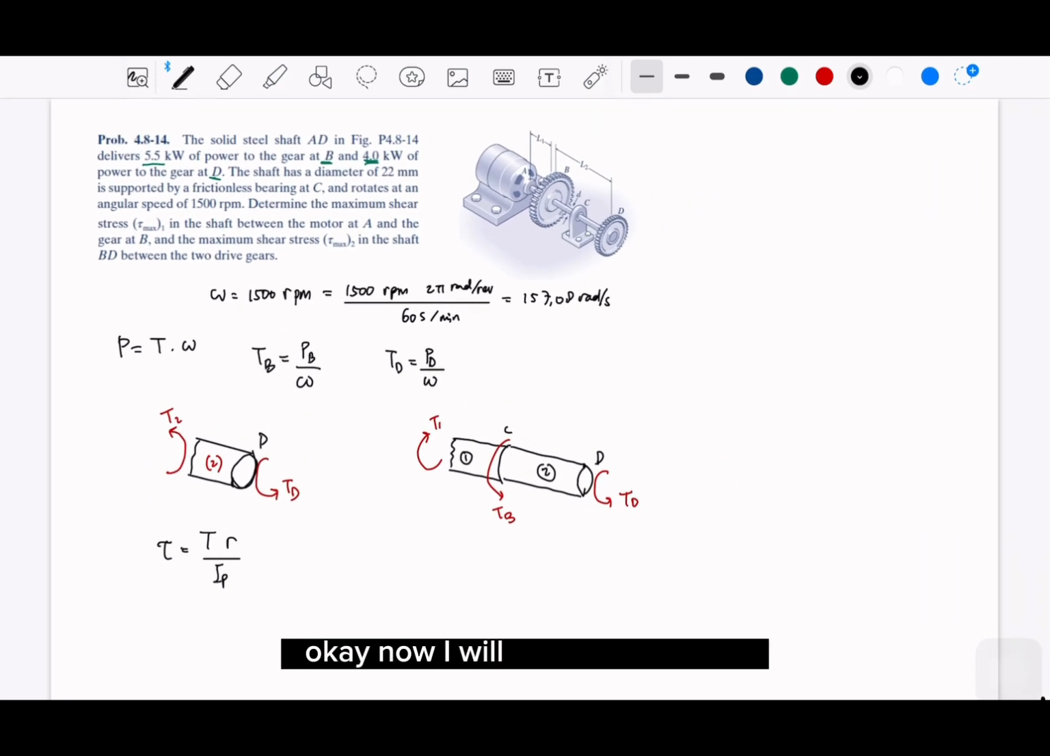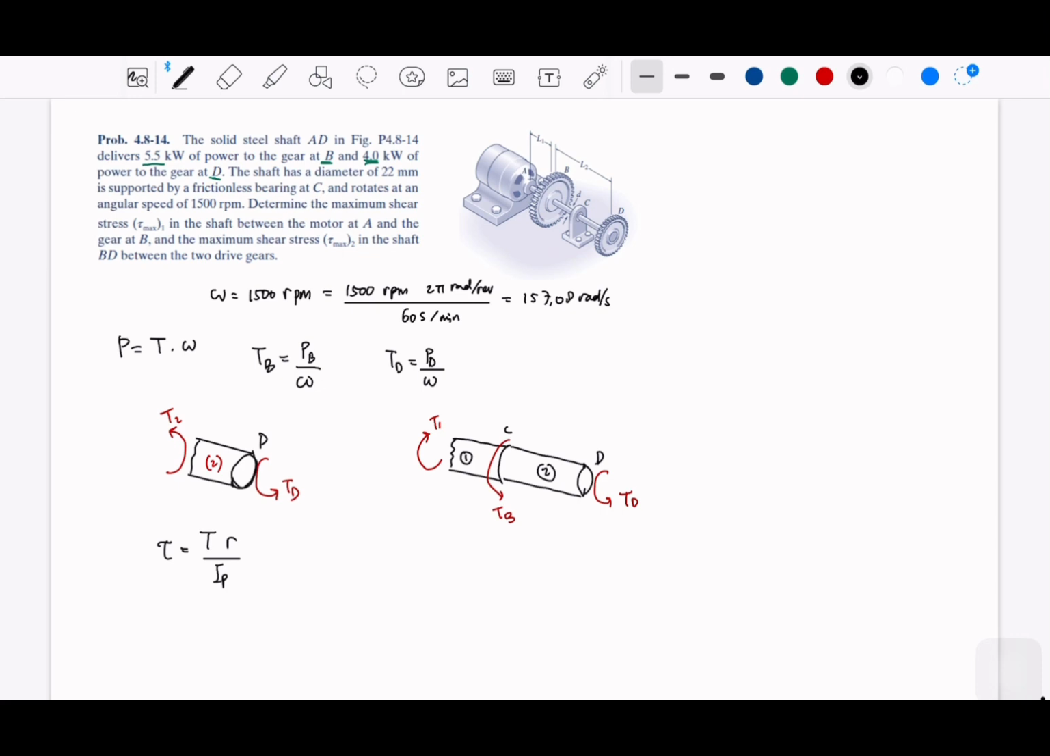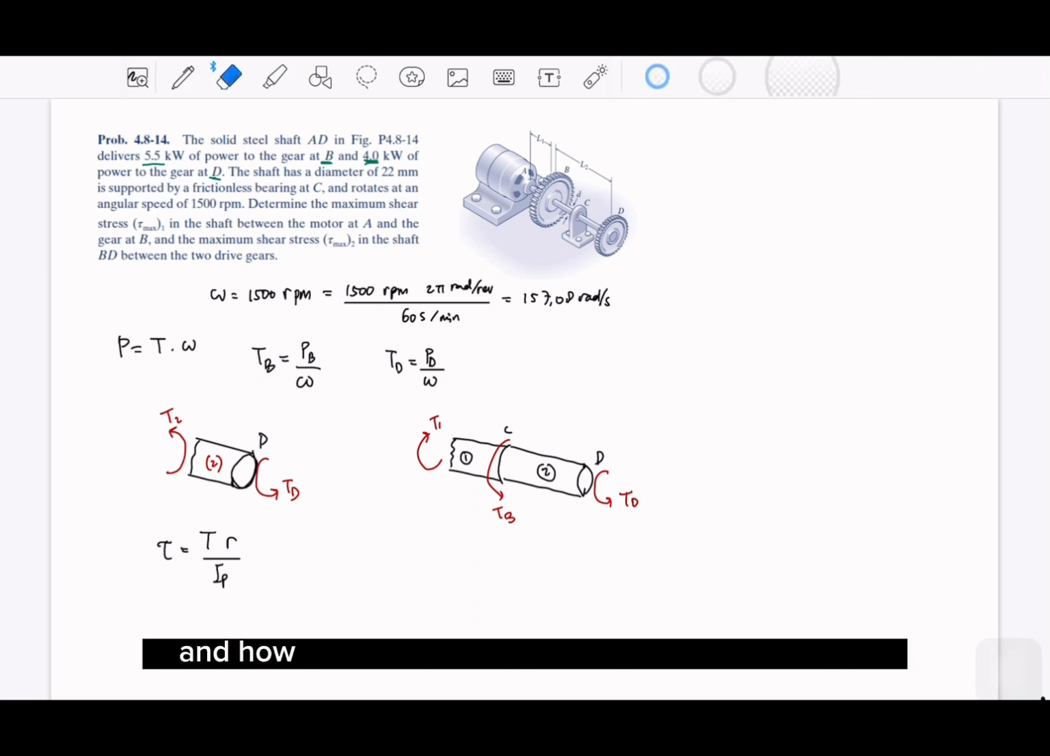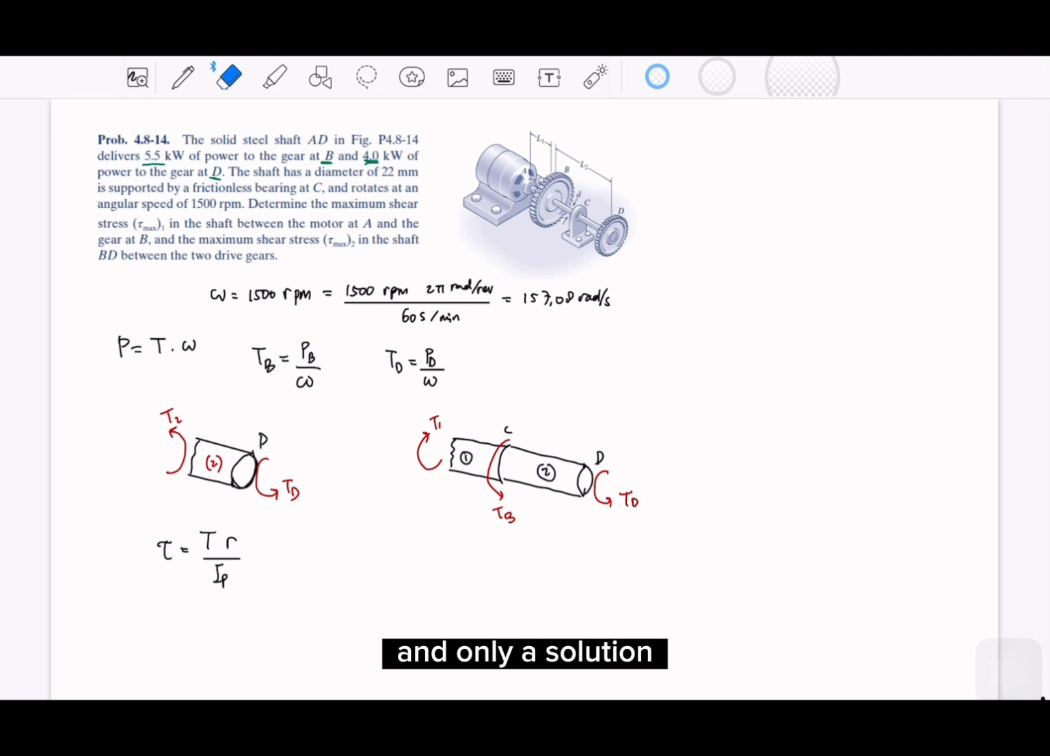Okay, now I will upload these notes today, so you can check the notes and get more exercises. Okay, and how to determine which way the torque will be? You can assume. First assume, but your assumptions need to be consistent throughout all the solutions. As long as in equilibrium, you can prove that the sum of the moment is equal to 0.